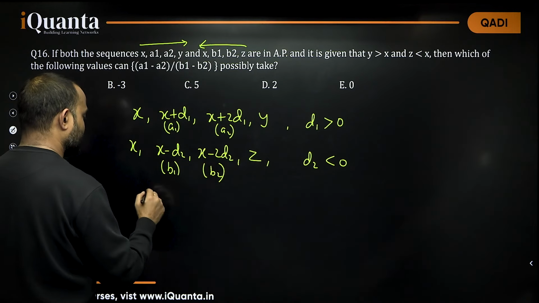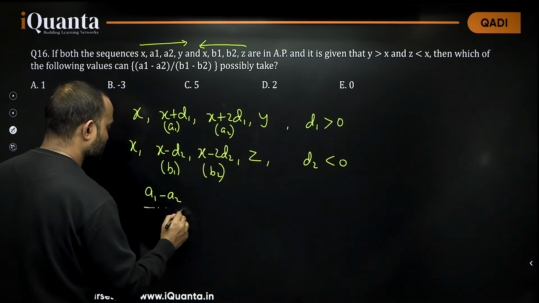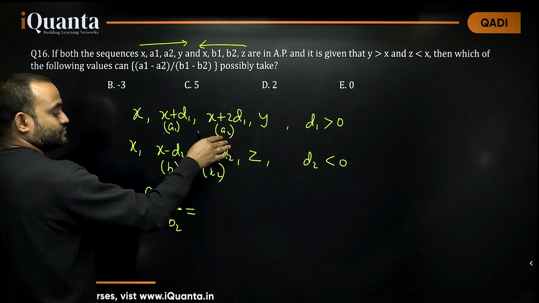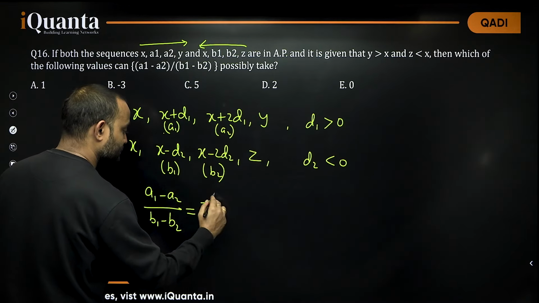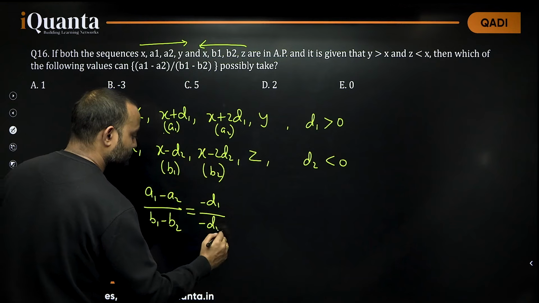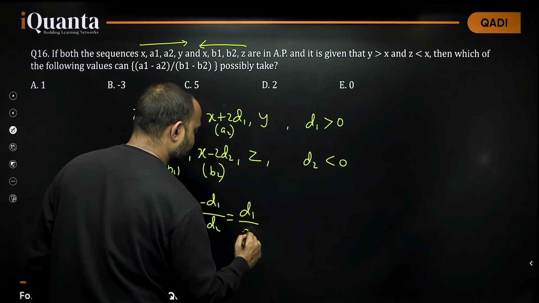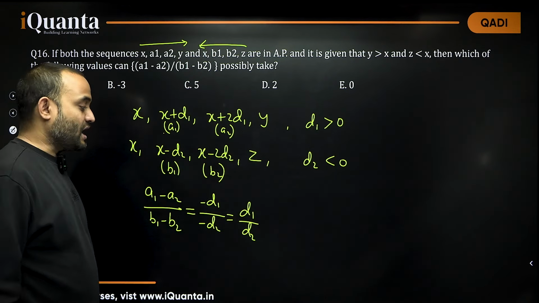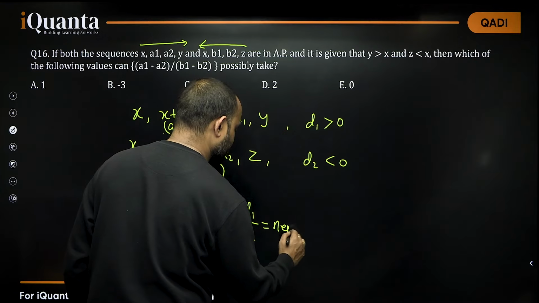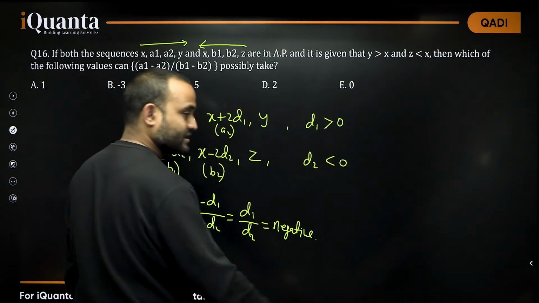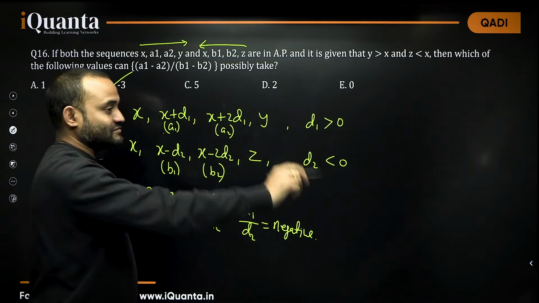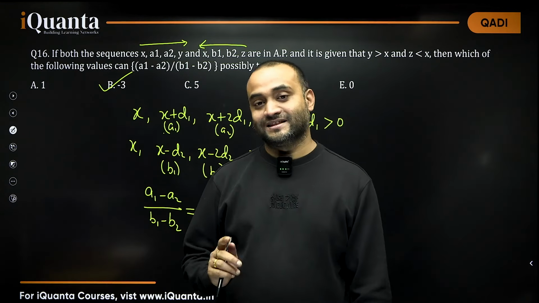We need to find (a1 minus a2) upon (b1 minus b2). What is a1 minus a2? Minus d1. What is b1 minus b2? Minus d2, which is equal to d1 by d2, correct? Now d1 is positive, d2 is negative, so this value must always be negative, right? If this is negative, you can check the options. Only option B is negative, and that's the possible value.